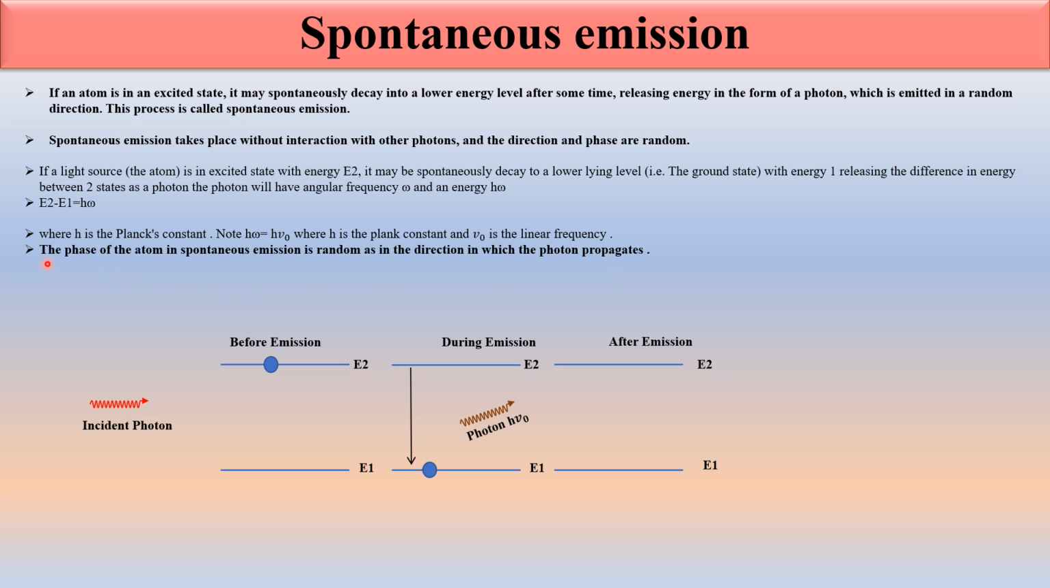The phase of the atom in the spontaneous emission is random, as is the direction in which the photon propagates. You can see this is the propagation direction of the incident photon, and this is the direction of the photon generated by spontaneous emission. You can see these both are different. So this photon does not help in amplification, but generates noise.